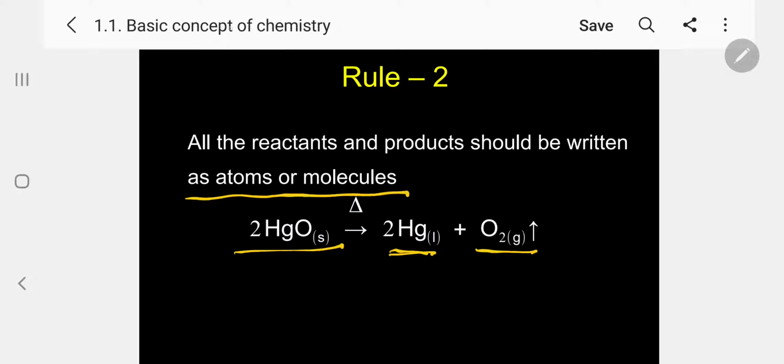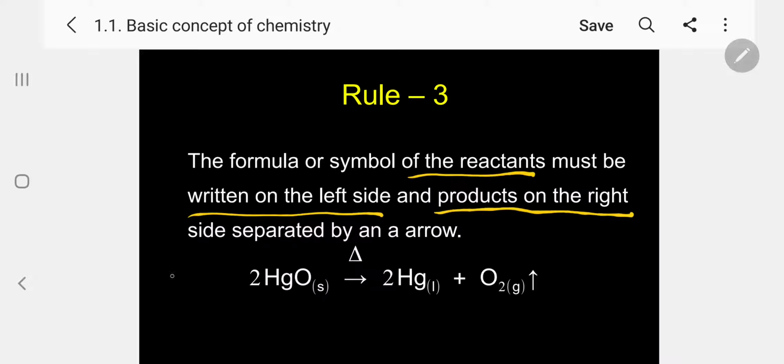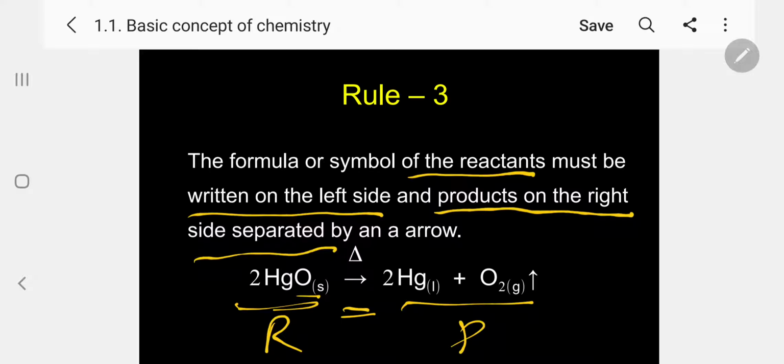Please follow. Then rule 3: the formula or symbol of the reactants must be written on the left hand side and the products on the right hand side, separated by an arrow. So this is an arrow. These are the reactants. These are the products. Please follow. It is very clear, you have to see that.